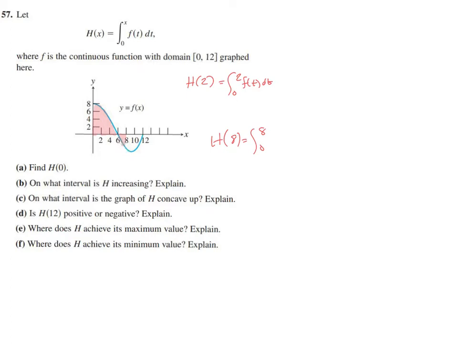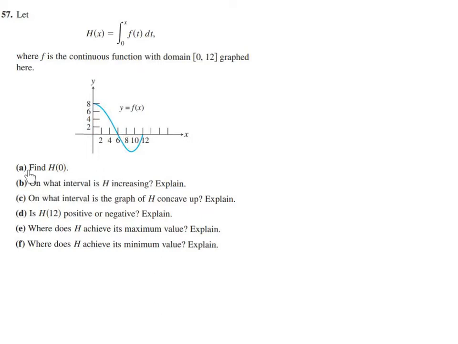And of course I can continue that same idea. h of 10 would be the area that I have up here, subtracting off the area down here. And of course h of 12 would complete all of this, and that would again be all the area up here, subtract all the area down here, would be the value of h of 12.